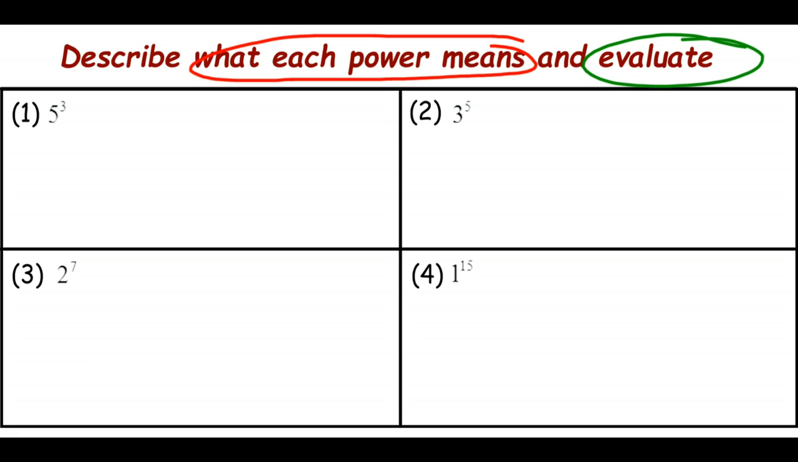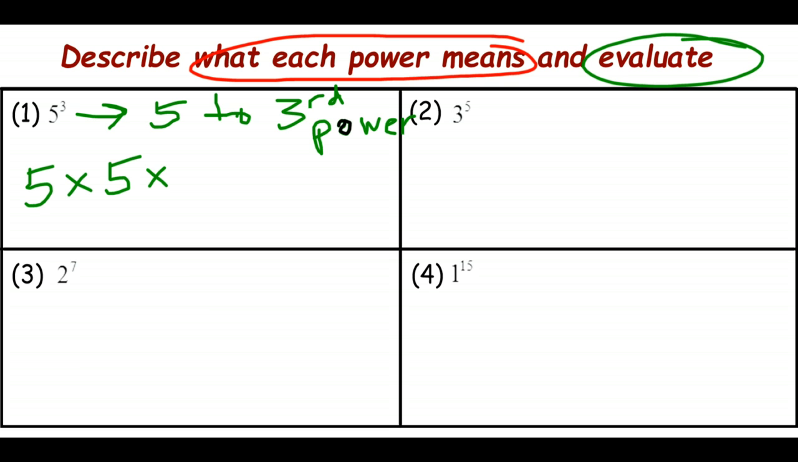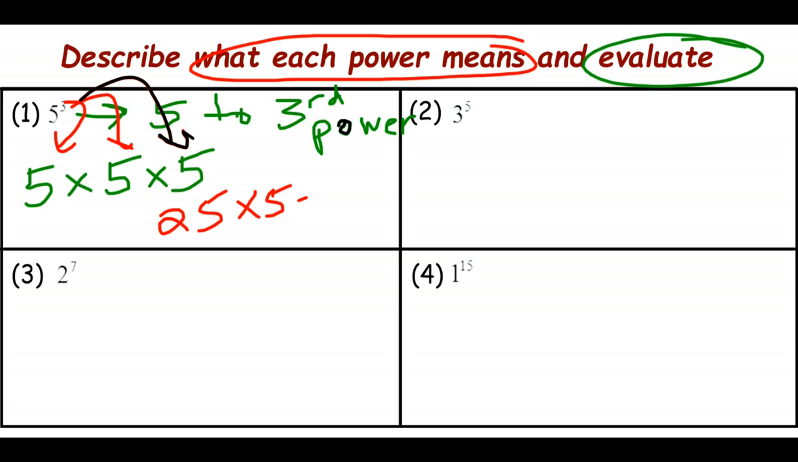All right, so let's start by looking at number 1. Number 1 represents 5 to the third power. So we have 5 times 5 times 5, because the third power means it's multiplied by itself 3 times. 5 times 5 is 25. 25 times 5 gives us 125, and that is our answer.